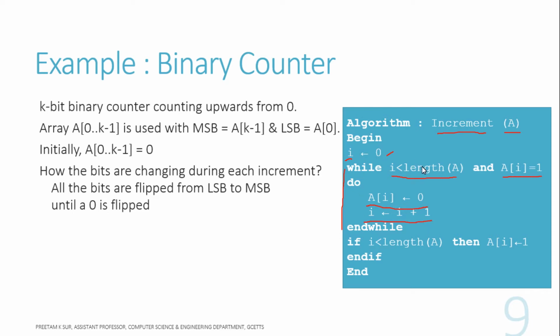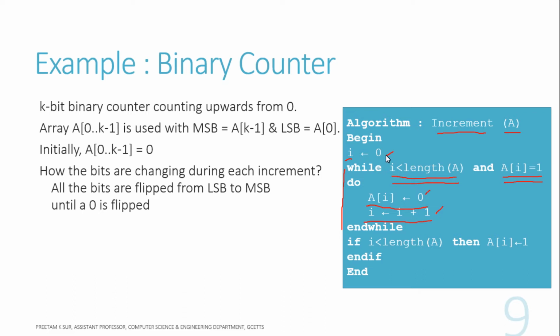Now again we check that the index is less than the length of the bit string, and if A[i] is again 1, it will make it 0 and increase the index by 1. This will continue until it has covered all the bits in the bit string, or until a 0 is written at index i. So there are two cases in which the while loop can be exited.